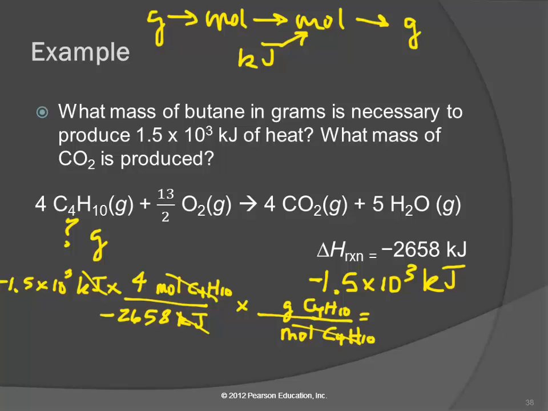Then grams of butane. So we need to calculate that. 4 times 12.01 plus 10 times 1.008.